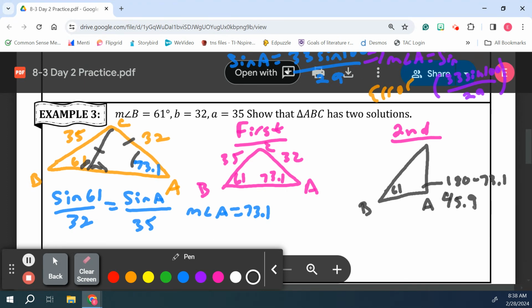And then for this guy, it's just finding that third angle of the triangle. 180 minus 61 minus 45.9. What do we get?